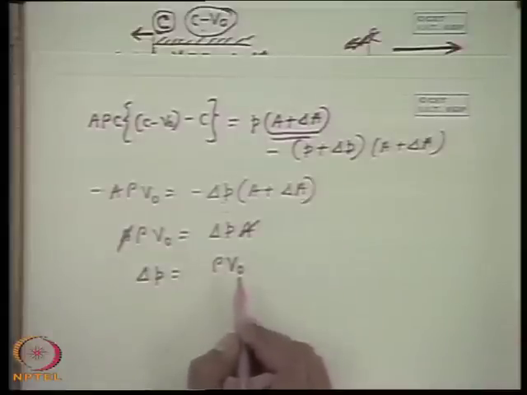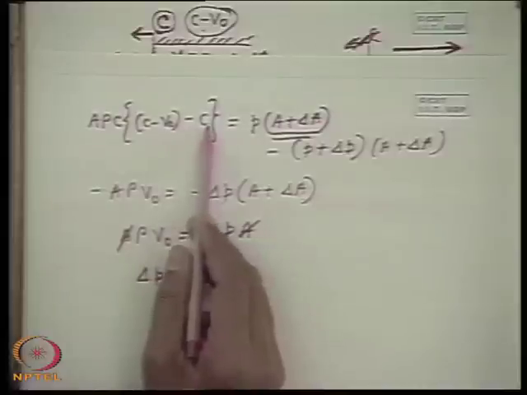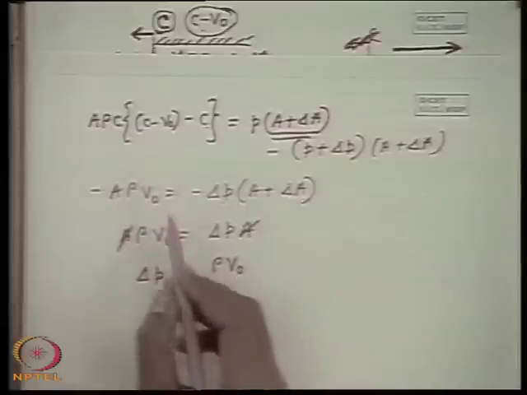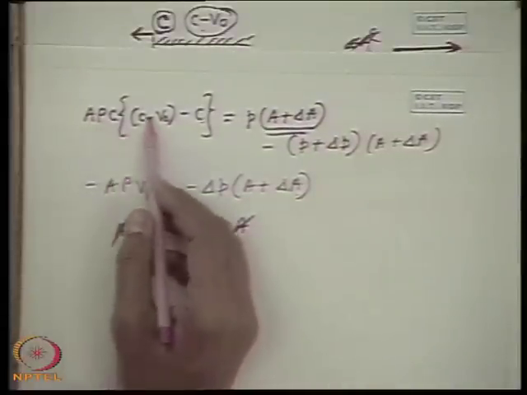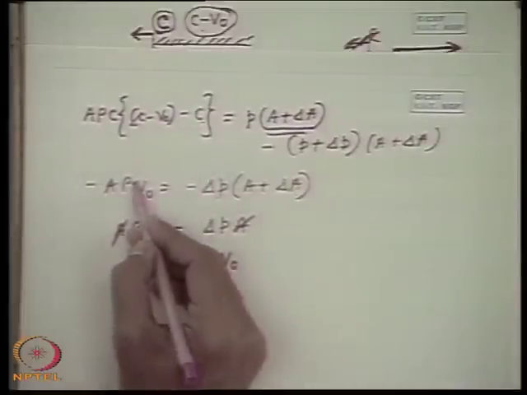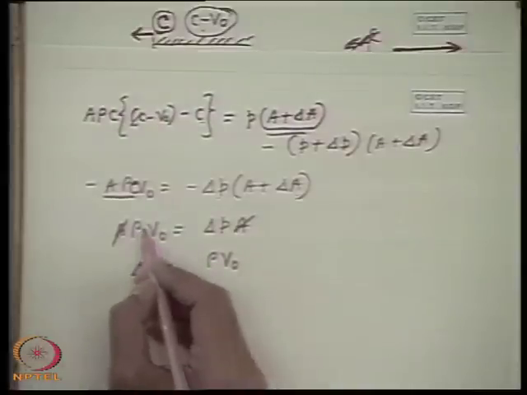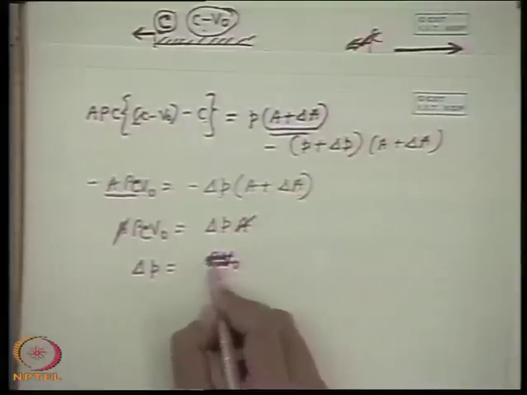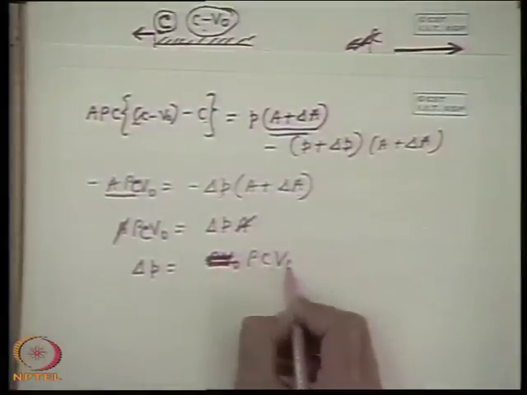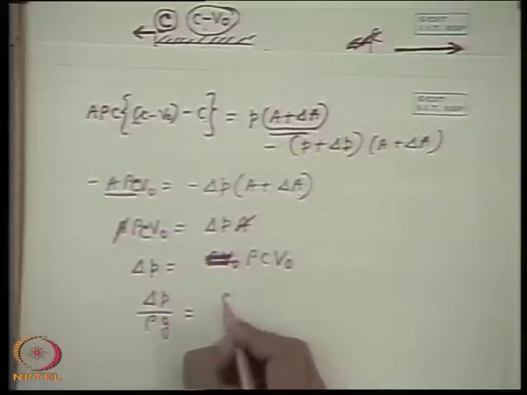So I have made one mistake here: A rho C will be there. I am sorry, it is A rho C V0, because A rho C V0. So therefore A rho C will be there. So therefore delta P is rho C V0, or delta P by rho g, in terms of the rise in pressure head, is C V0 by g.